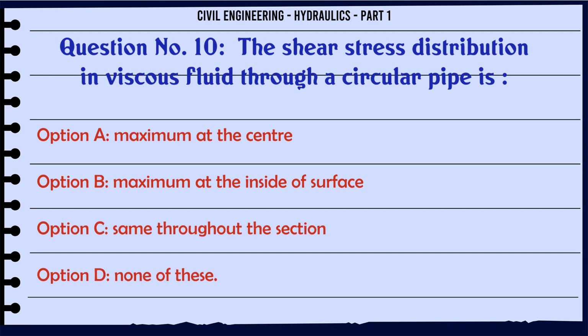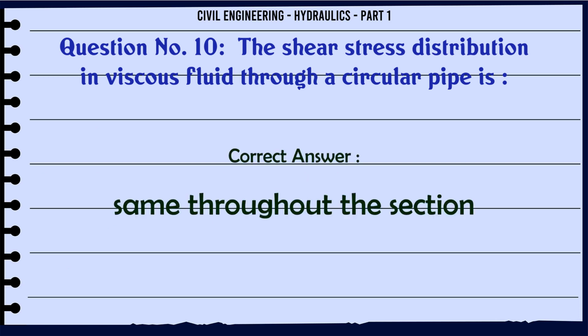The shear stress distribution in viscous fluid through a circular pipe is: A. Maximum at the center, B. Maximum at the inside of surface, C. Same throughout the section, D. None of these. The correct answer is same throughout the section.